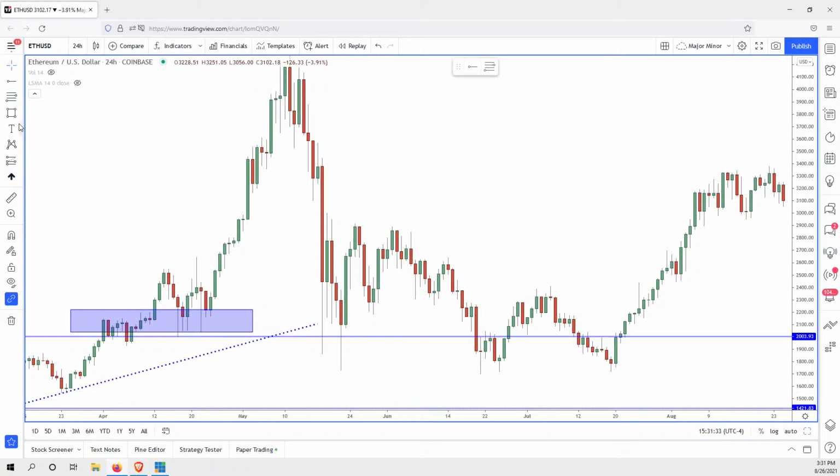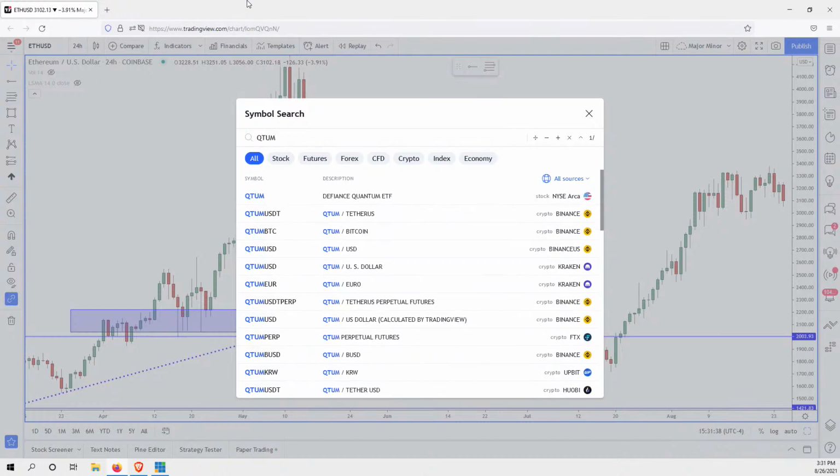I hope that helps. Next, QTUM. All right, let's take a look. QTUM USDT.